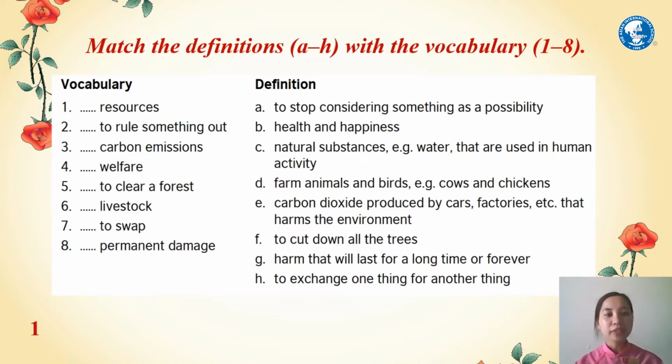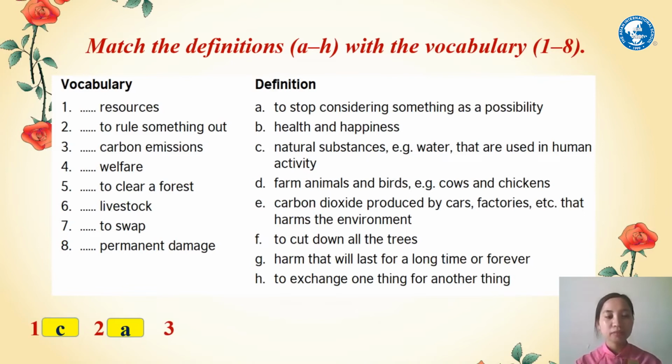Are you done? Now let's see. Number 1. Resources. This word is quite familiar, simple, and easy for you, right? Obviously, resources are natural substances like water that are used in human activity. C is the correct answer. Number 2. To rule something out. Indeed, I have just taught you this verb phrase a few minutes ago. Of course, A is the right answer. To stop considering something as a possibility.